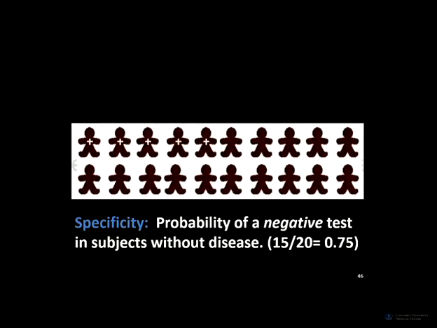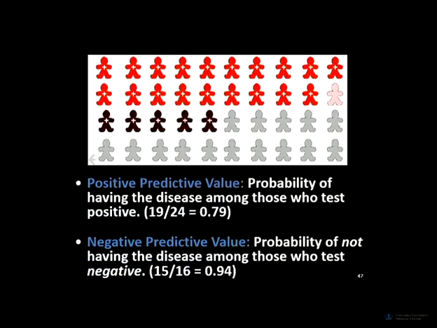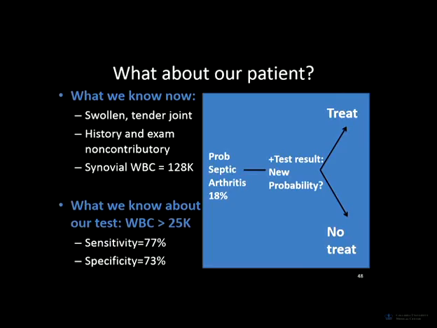Now this is just showing you again specificity, isolating the population without disease. Positive predictive value for this same population is the true positives divided by all people with a positive test. In this case, you count up the true positives, the red gingerbread men, over a denominator of all positive tests, and that's 79%. And negative predictive value is 94%. It's the probability of not having disease in those who test negative. Okay, so it's all the people without a positive test.